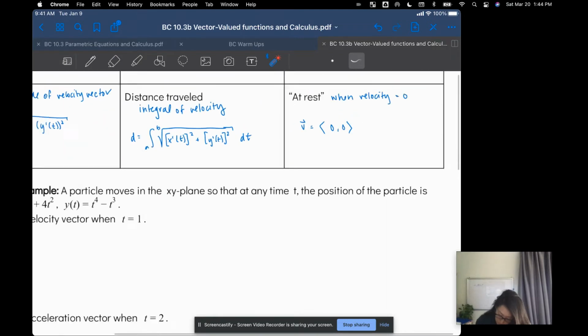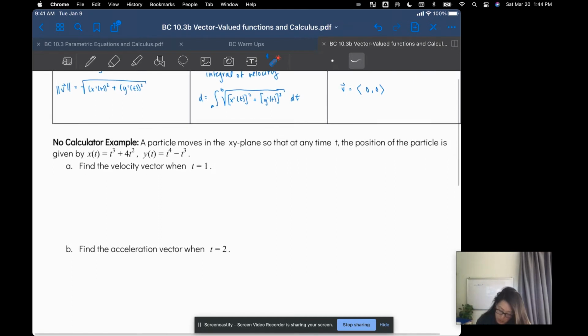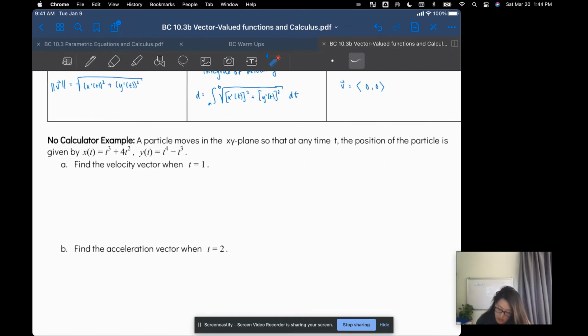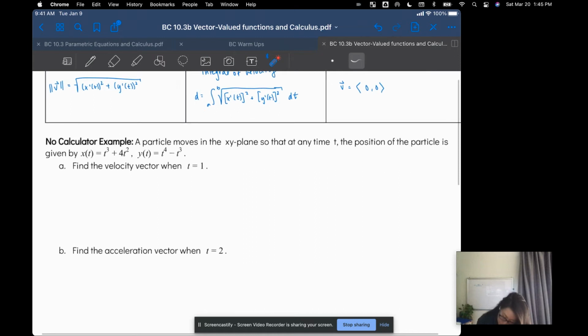Okay. A particle moves in the xy plane so that at any time the position of the particle is given by x of t equals t cubed plus 4t squared, and y of t is equal to t to the fourth minus t cubed. Let's find the velocity vector at time 1. I know that the position vector is made up of x of t comma y of t. So to find the velocity vector at time 1, what I want to find is x prime of 1 comma y prime of 1. I'm just going to do the work on the side.